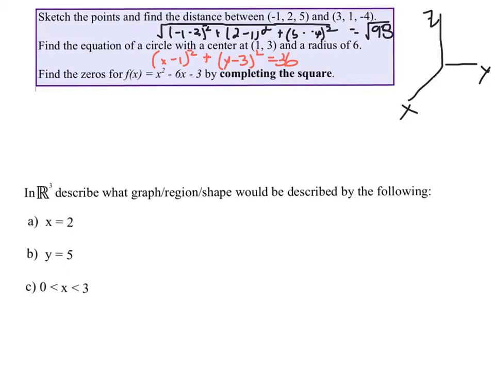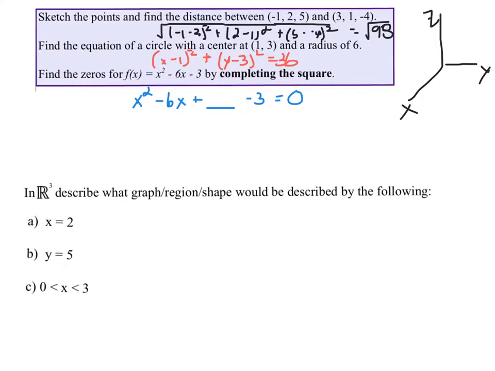Okay. The last question on this little review is find the zeros by completing the square. So I want to talk a little about completing the square. If you remember, we began by leaving a little space. I'm going to put a blank there and put this minus 3. And since I want the zeros, I'm going to set this equal to 0.